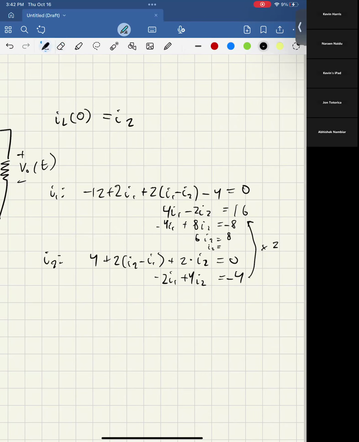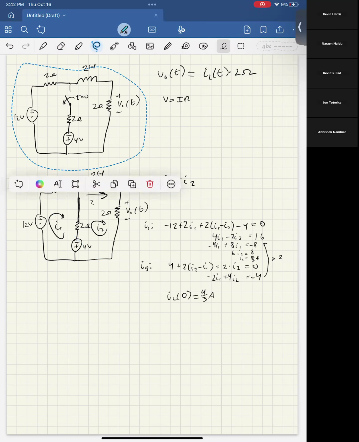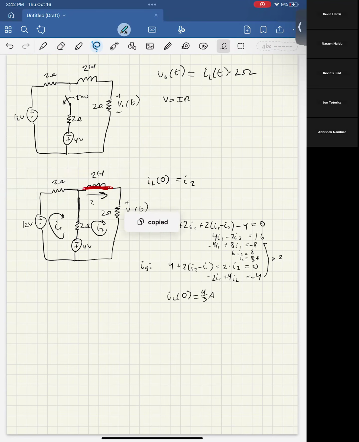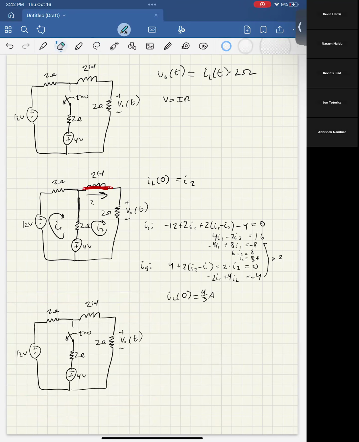Thank you for that. So it's 4/3. I2 is 4/3 amps. That's the outcome. Thank you so much. Okay, then moving on, for time is greater than 0. Algebra is really the hardest part of this class, I must say.